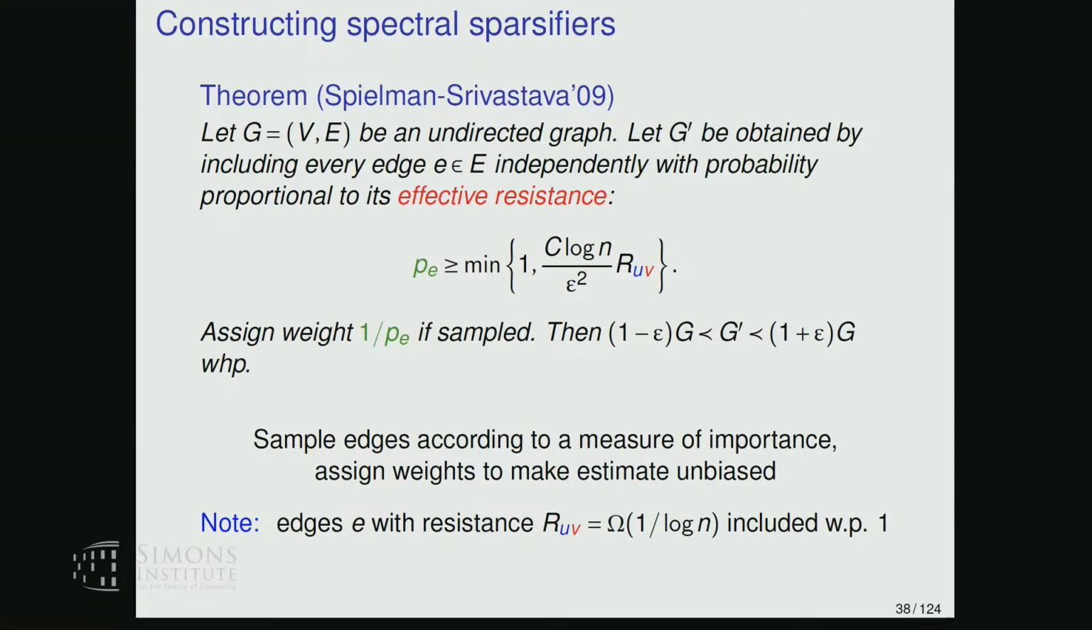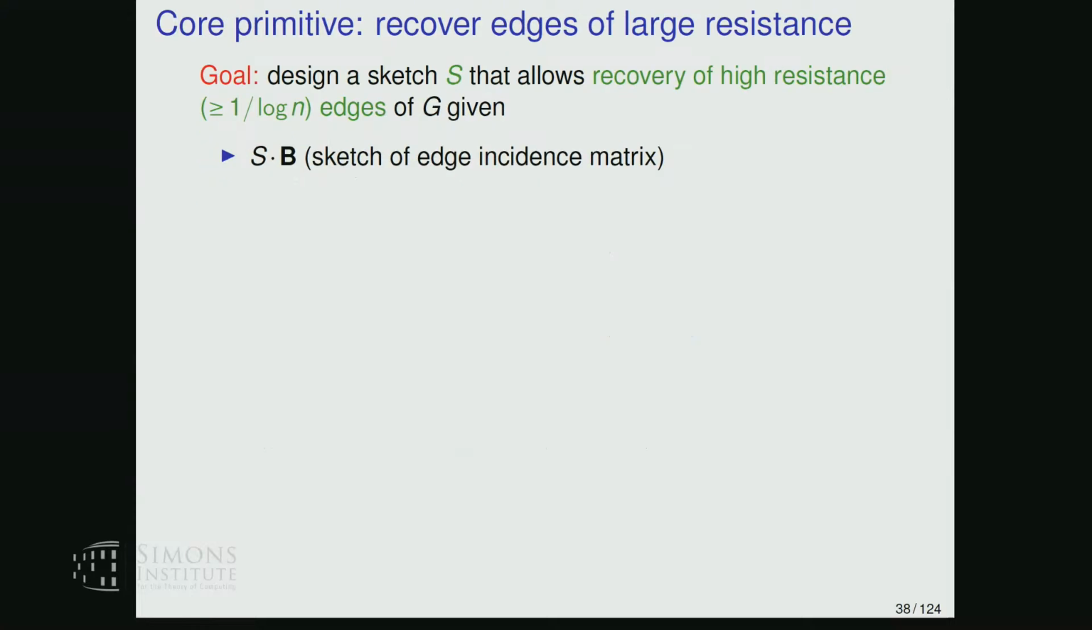Let's look at the simplest possible setting. Recall that we sample edges with probabilities proportional to effective resistance, and the constant of proportionality is some kind of a log n factor. So edges whose resistances are large, say larger than 1 over log n, need to be added to the sparsifier with probability 1. So let's understand how to solve a simpler problem. I want to design some kind of a sketch such that from this sketch, I'm able to recover the high effective resistance edges in a graph. I don't care about the rest. It will be fine later. So this is our goal: design some sort of a sketch S with a polylogarithmic number of rows from which we can recover the high effective resistance edges of G.